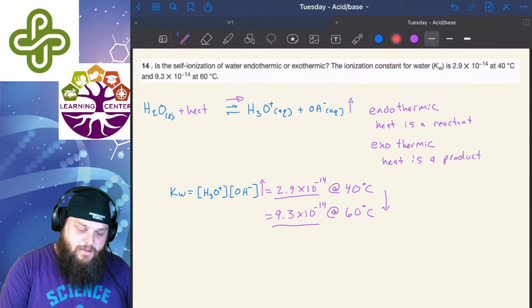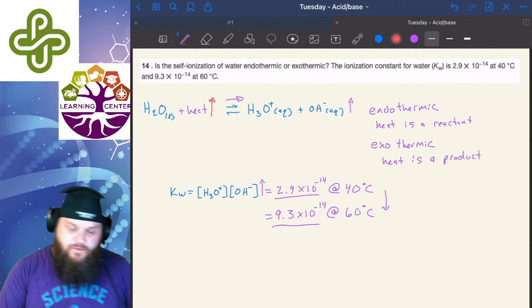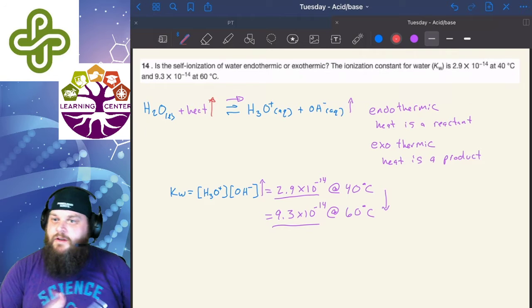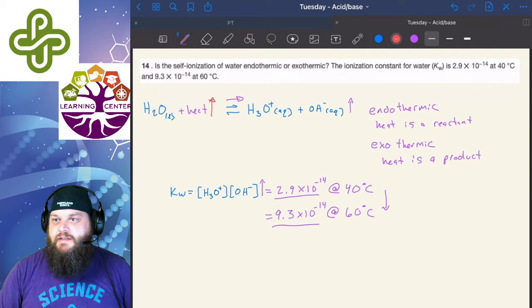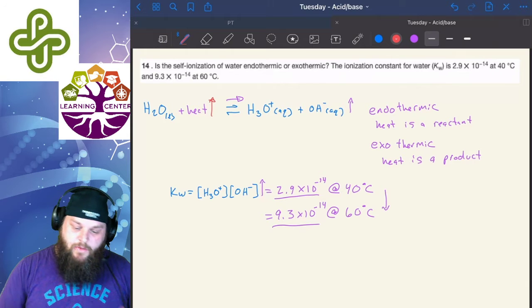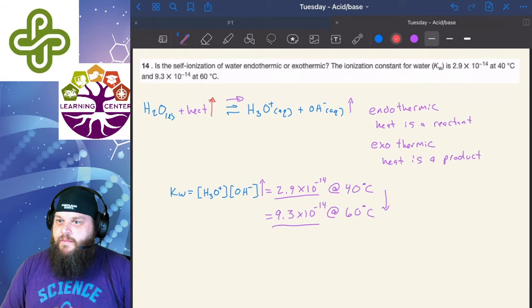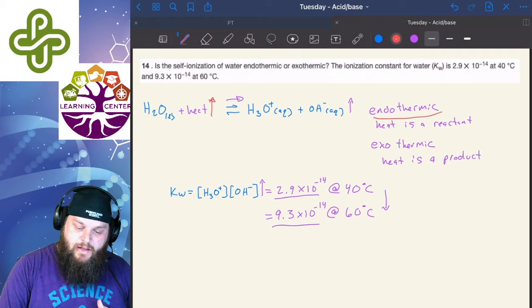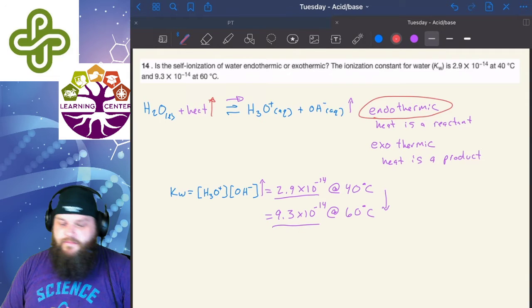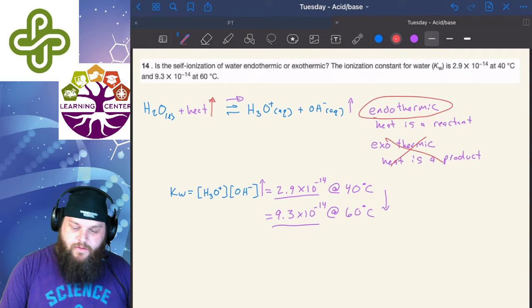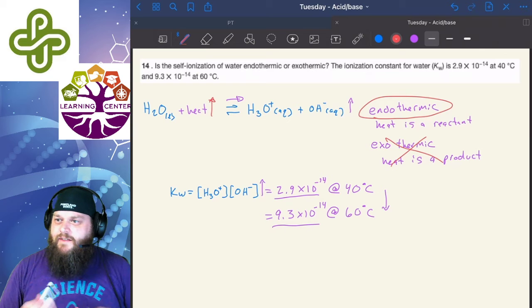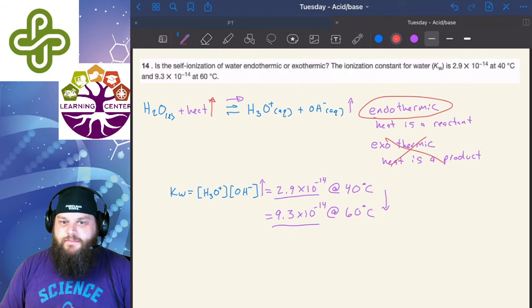So if the heat is the reactant, because that's what's increasing, Le Chatelier's principle says we then increase one of the reactants, we're driving the reaction towards the right-hand side. That drives the Kw value to be a larger number, and we get an endothermic reaction, not an exothermic. So that's kind of the way I look at that type of problem.